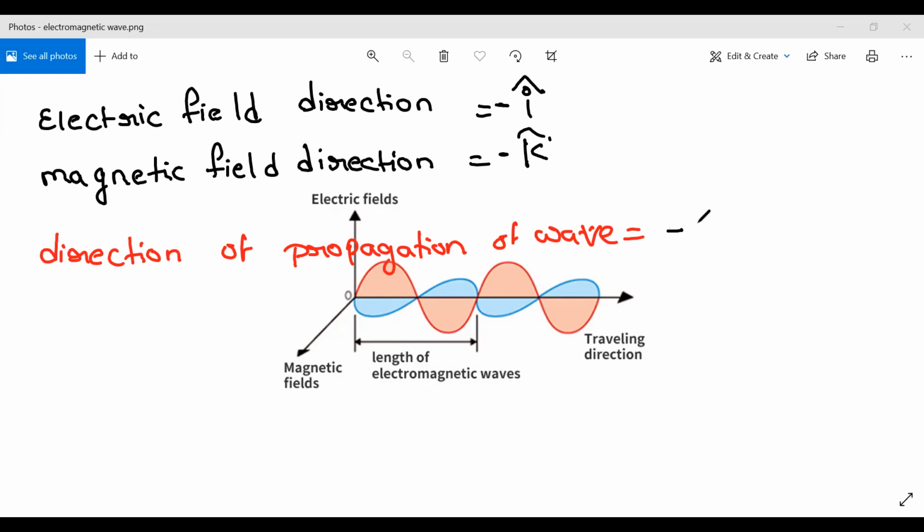Look here. Here we have minus I cap cross minus K, right? So minus into minus is plus. So we have I cross K. What is I cross K? Minus J. So the direction of propagation of the wave is the negative Y direction, minus J.